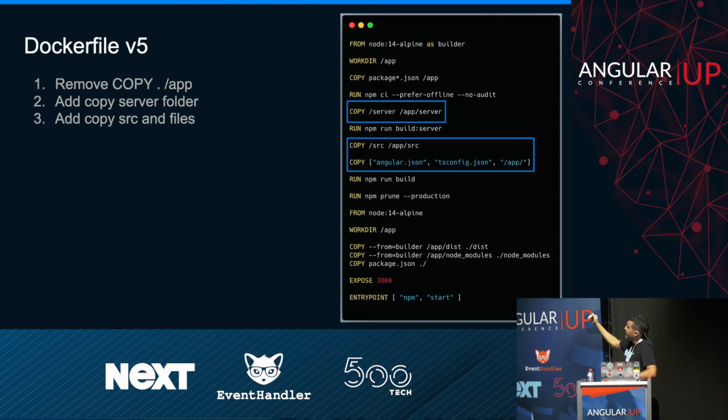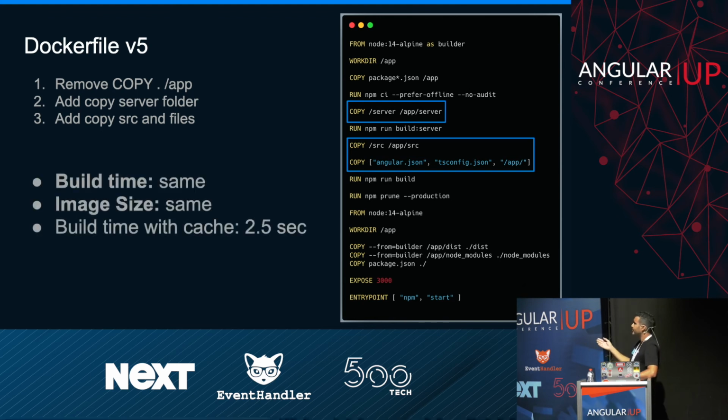And this will improve the cache, because if there is a change in another file, before this, for example, if you change the README file, you lose all the cache. But after this change, you will have the Docker cache, because you copy only the relevant folders. So the build time is the same, the image size is the same, but now the second build is only 2.5 seconds because of the Docker cache.